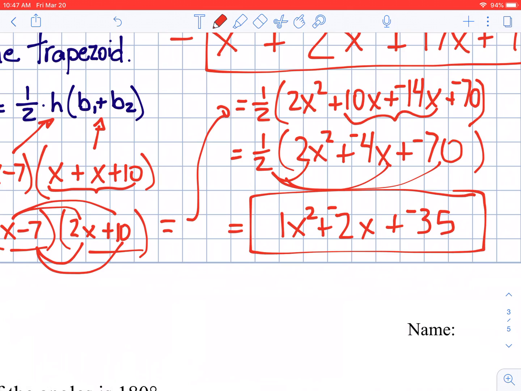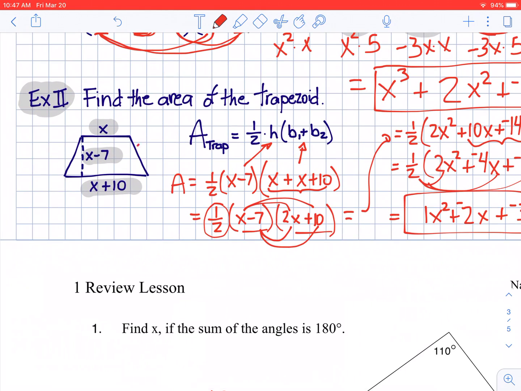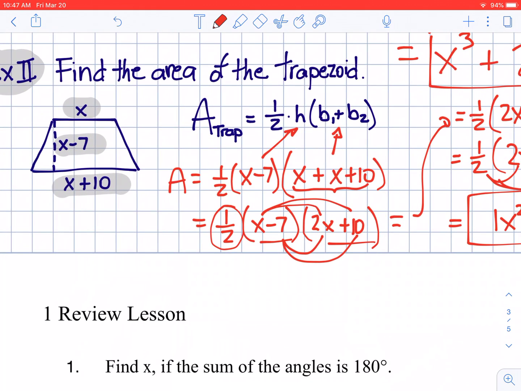All right, doesn't really look like an answer like we used to think about the area of something, but so be it. It is how we get the area given the dimensions that are in that particular format of x and x minus 7 and x plus 10.